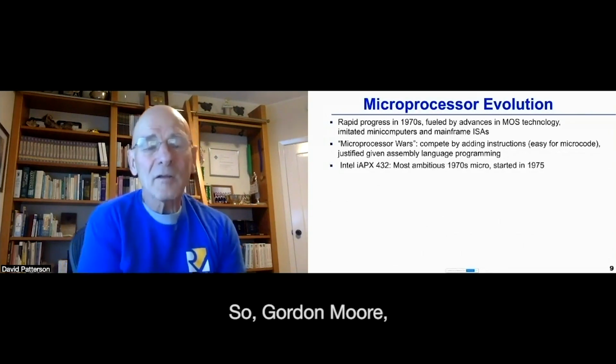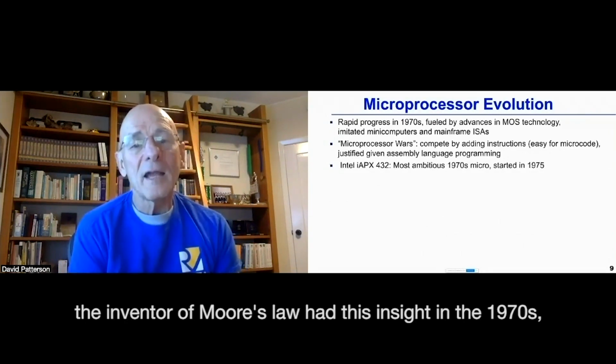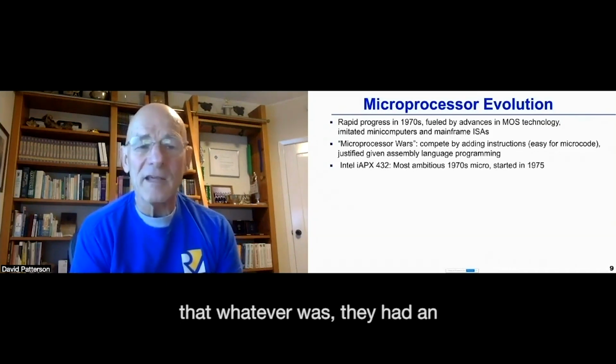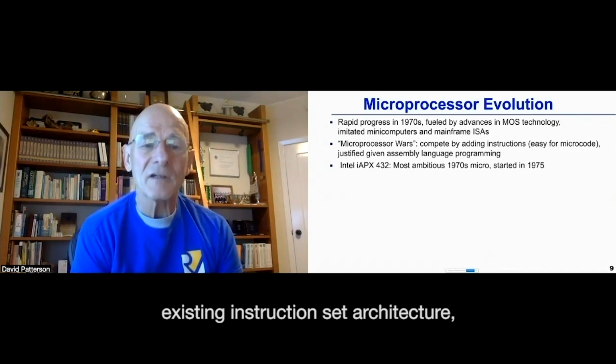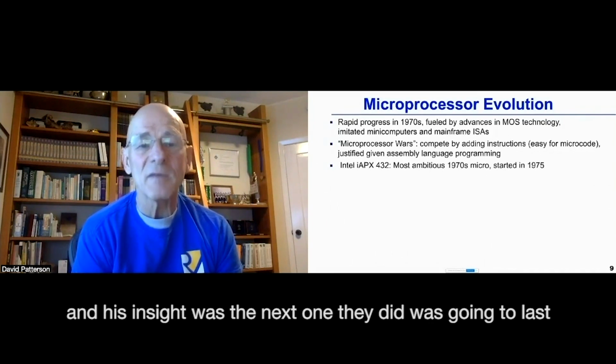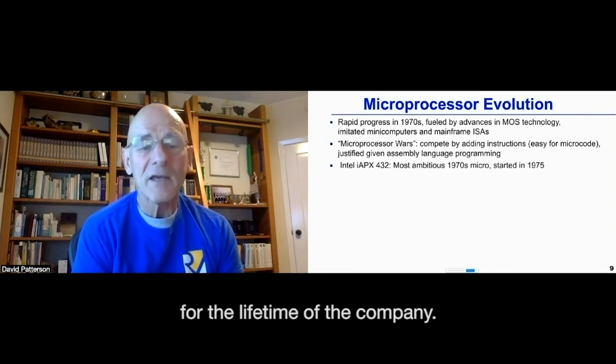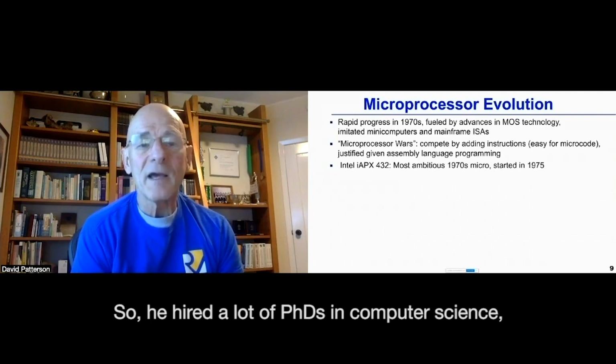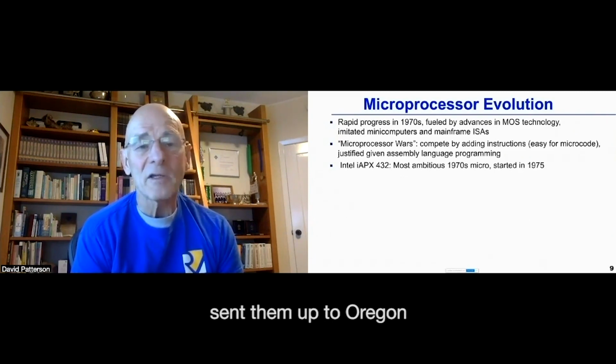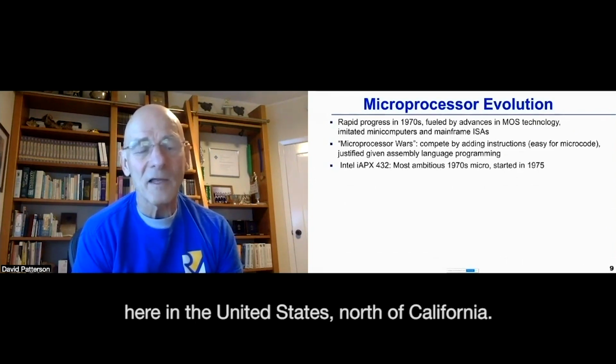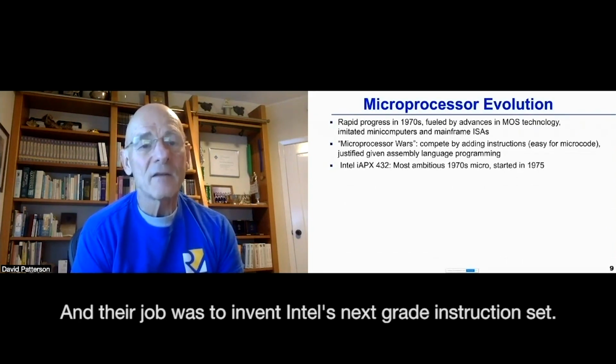So Gordon Moore, the inventor of Moore's law, had this insight in the 1970s that whatever instruction set architecture they had, the next one they did was going to last for the lifetime of the company. So he hired a lot of PhDs in computer science, sent them up to Oregon here in the United States, north of California, and their job was to invent Intel's next great instruction set.